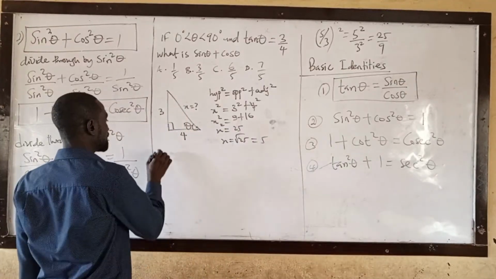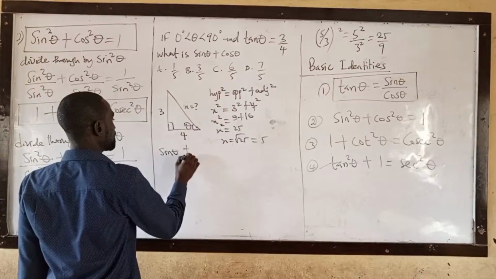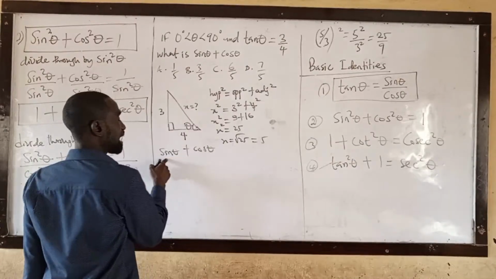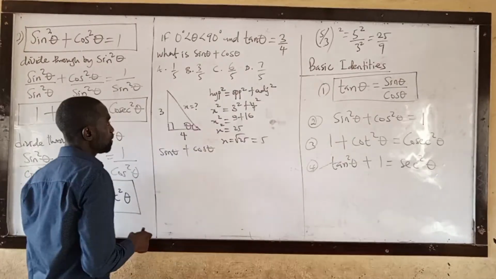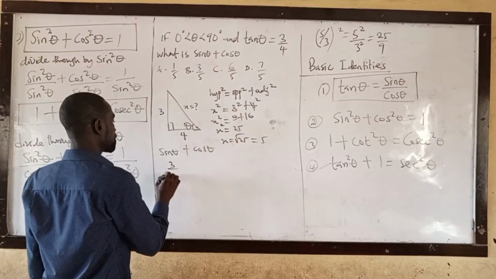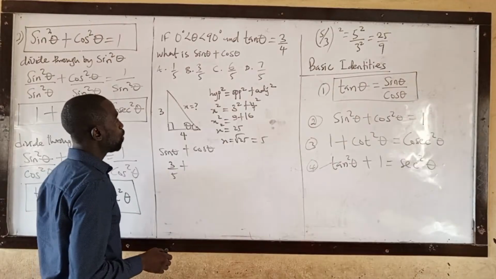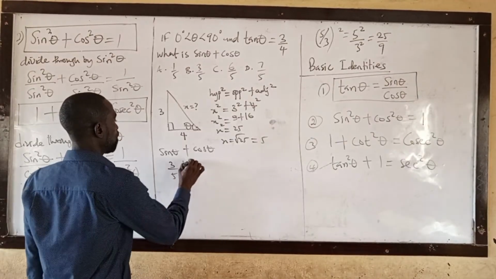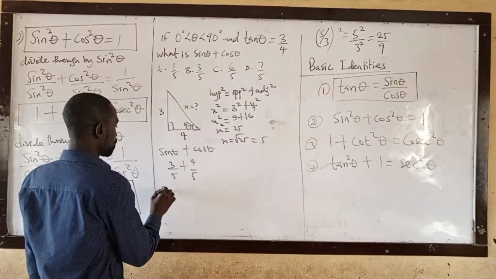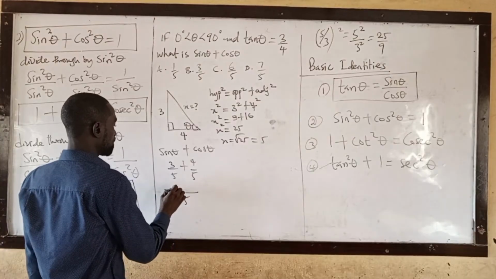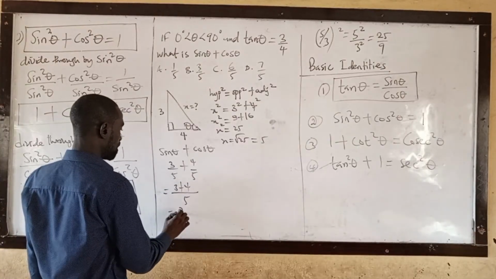So what is now sin theta plus cos theta? What would that give us? Sine is opposite over hypotenuse. Where is opposite? 3. So this is 3 over 5 plus. Cos is adjacent over hypotenuse. Where is adjacent? 4. 4 over 5. So what's the LCM? 5. 3 plus 4 over 5, so it's going to be 7 over 5.